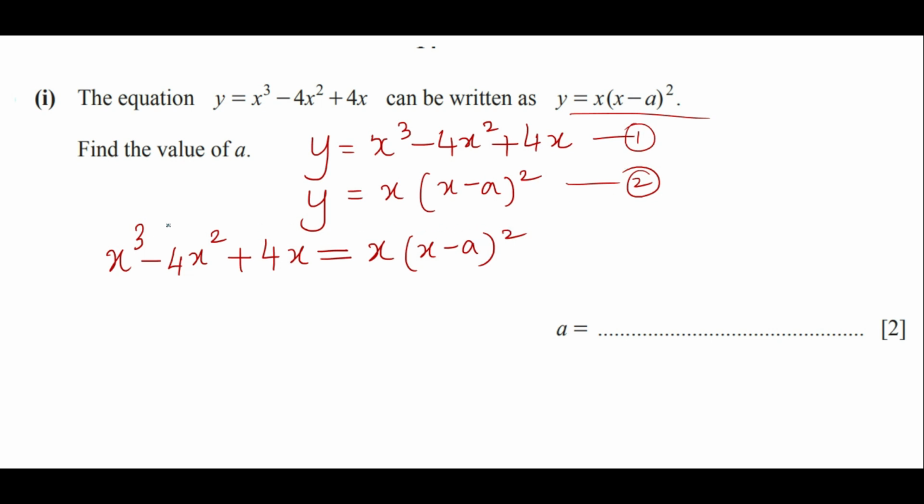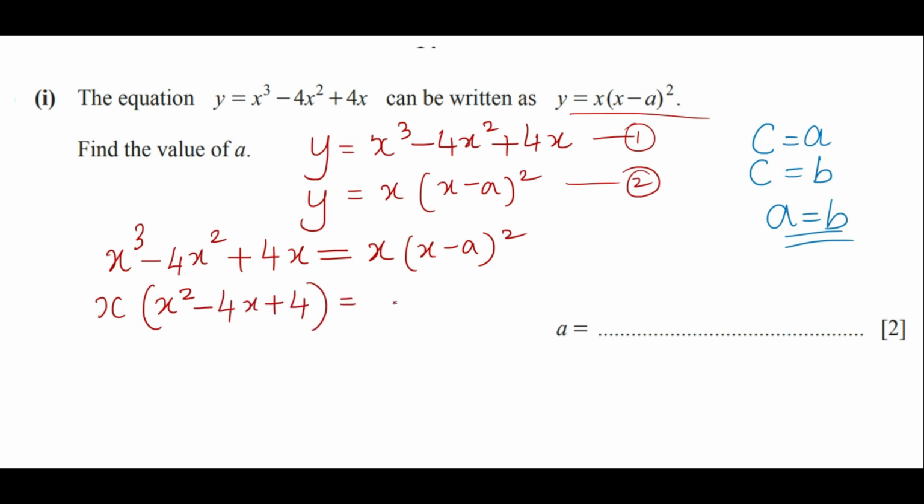Now for those students who did not understand why am I writing it like this, if c is equal to a and c is equal to b, then you can just say a is equal to b. So that's what I did here. Taking x as the common factor, so x squared minus 4x plus 4 is equal to x multiplied by x minus a the whole square. I'll just cancel these x from both the sides, and this can be written as x squared minus 2 times x plus 2 squared.